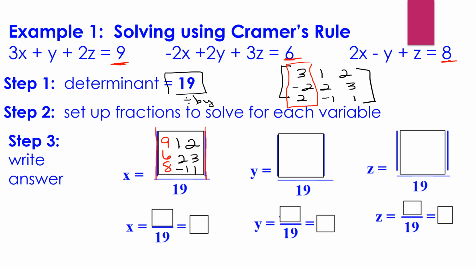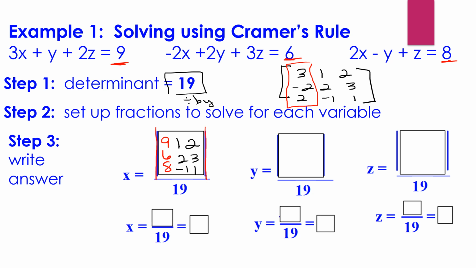So you'll notice I'm taking each of the x coefficients and replacing them with the constant values. Again, second inverse, math, determinant, type in your 3 by 3 matrix.